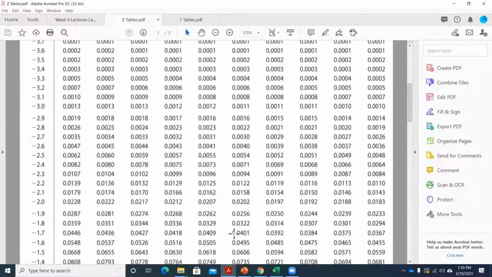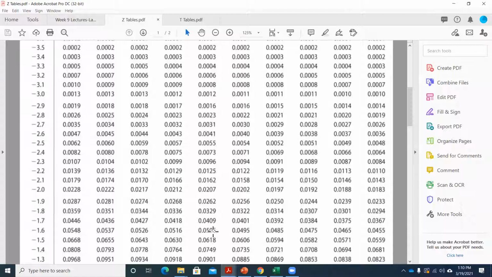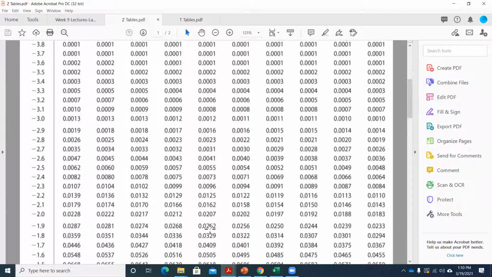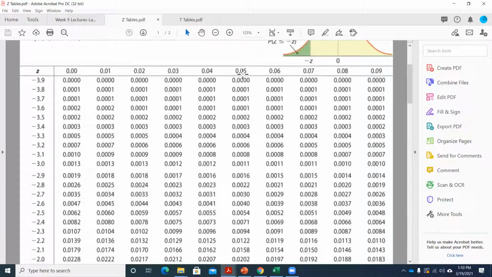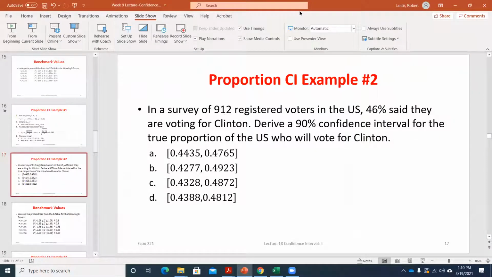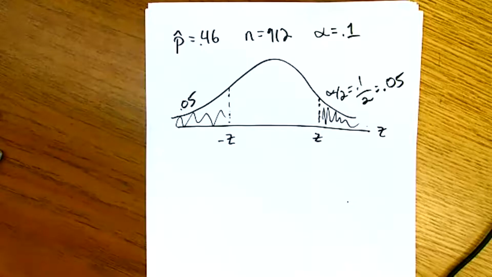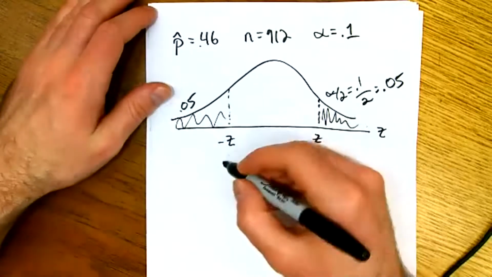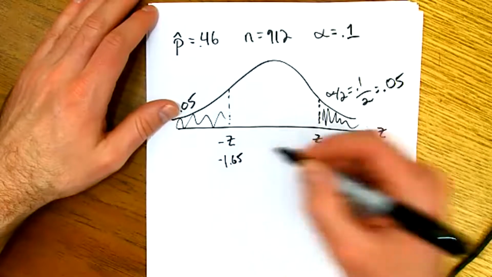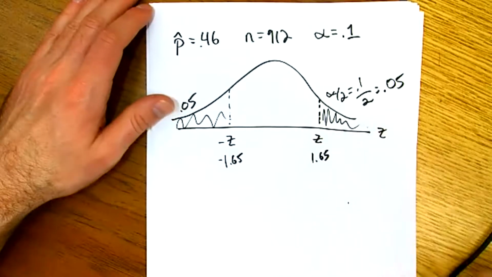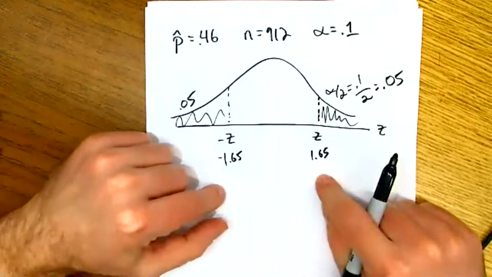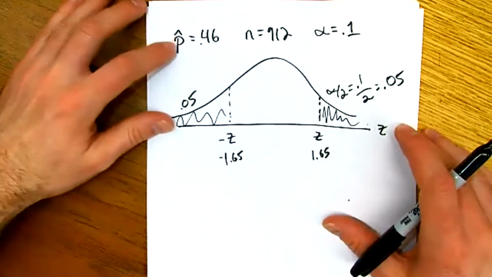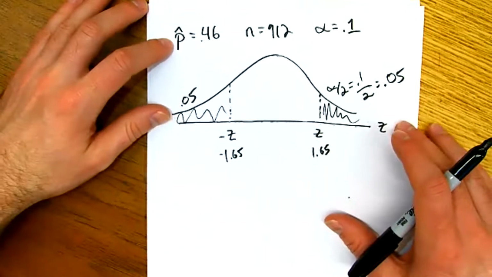So I keep going. 0.05 is in between these two, negative 1.64 and negative 1.65. So I'll take the higher of the two, 1.65. Whoops. There we go. So negative 1.65 and 1.65. So I need to go 1.65 standard deviations away from that sample proportion I saw to build my upper and lower bound.